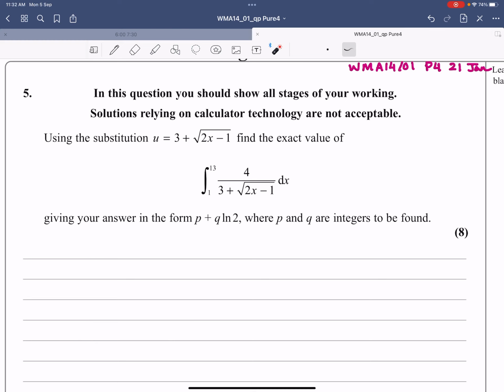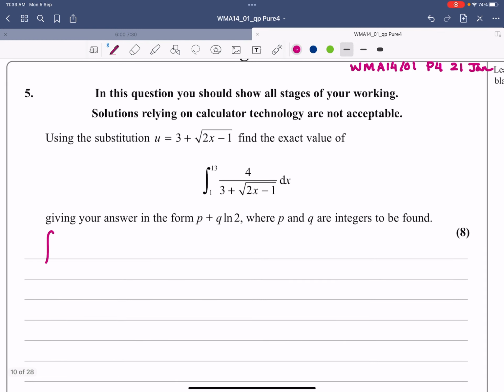What do we need to substitute? So wherever we see 3 plus root of 2x minus 1, we need to put a u in place of it. So I see the 3 plus root of 2x minus 1, and I'm going to substitute u for this. So that's the first step I'm going to do. I have integrate 4 divided by u. And I just write the dx here.